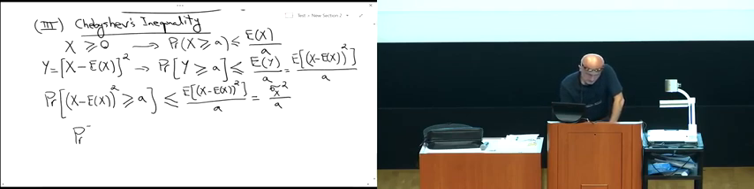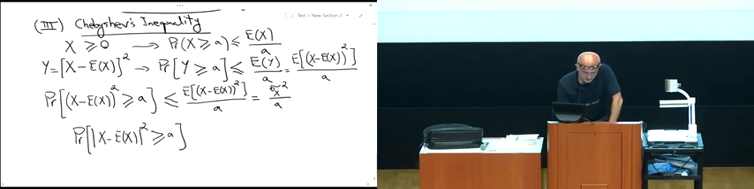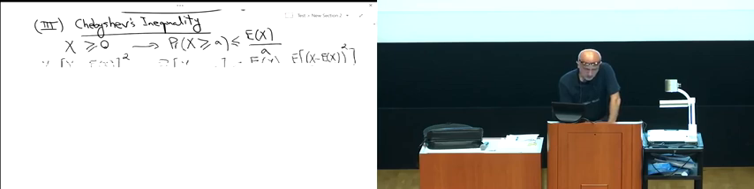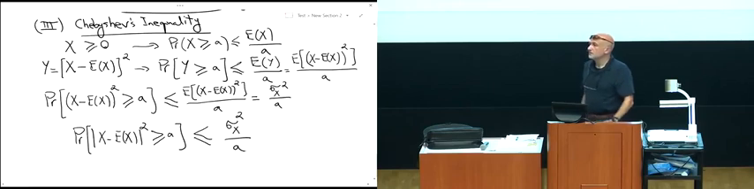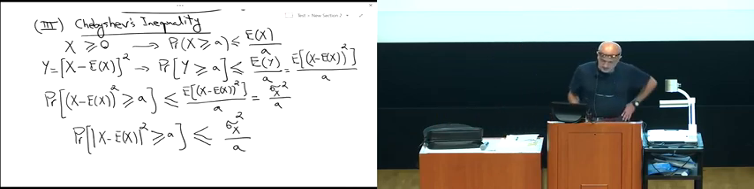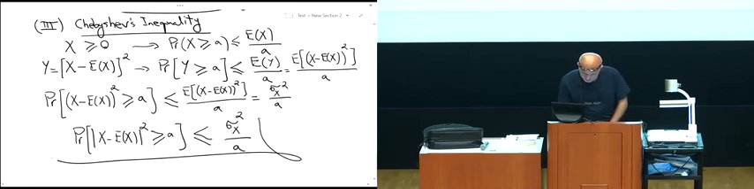And here we have it. This is Chebyshev's inequality. In fact, I can just put absolute value here. The probability that a random variable is away from its mean by more than a certain amount is bounded by a linear multiple of its variance. This is Chebyshev's inequality.